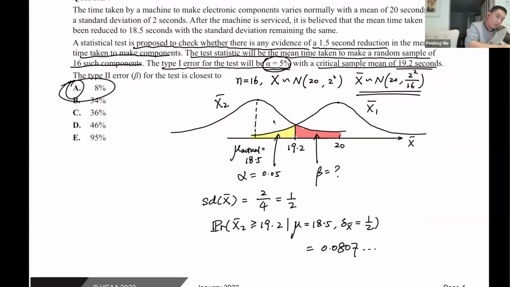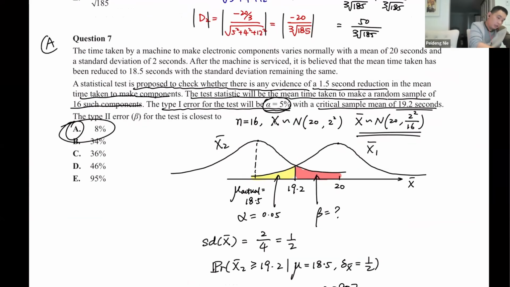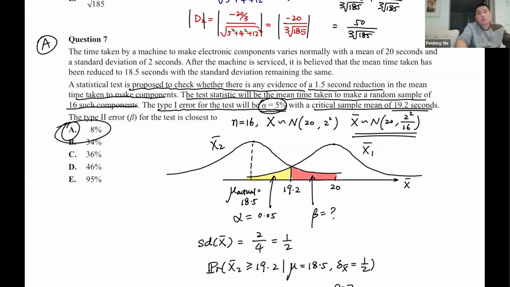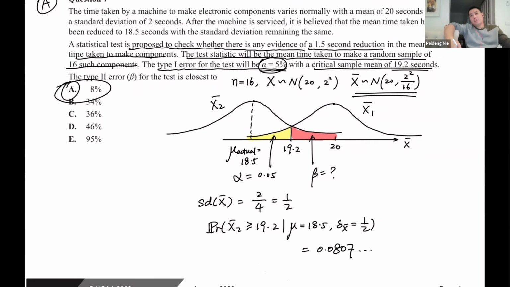It's roughly 8%, okay? So the intended answer is option A. Of course, from an exam strategy point of view, we could also just look at the diagram we sketched. And okay, so the yellow part is roughly 5%. It will be insane to choose any value greater than, let's say, 20%, okay?